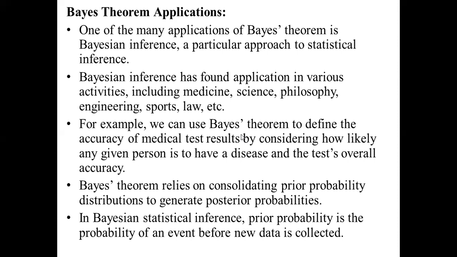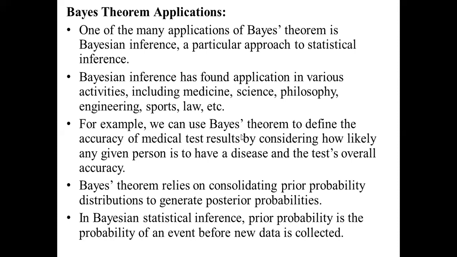So Bayes theorem relies on consolidating prior probability distributions to generate posterior probability. Okay, so it means that prior means initially, at the early stage, or we can say the very early time, distributions to generate posterior probabilities. So it means later on something might happen, etc.